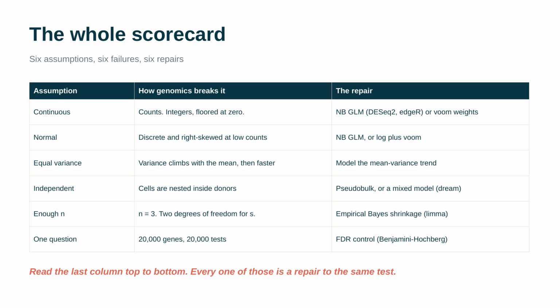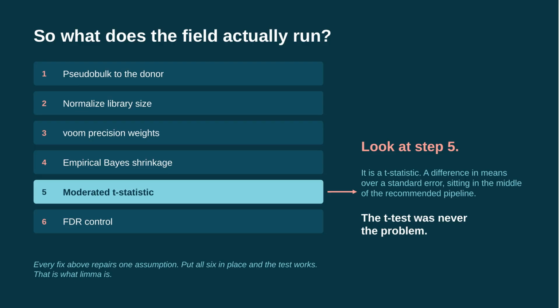Now look down the last column. Every one of them is a repair to the same test. Which brings us to the twist, and the real point of this whole video. After all 6 failures, what does the field actually run? Pseudo-bulk your cells to the donor level. Normalize for library size. Apply voom weights to handle the mean-variance relationship. Shrink the variance across genes with empirical Bayes. Compute a moderated t-statistic. Control the false discovery rate.